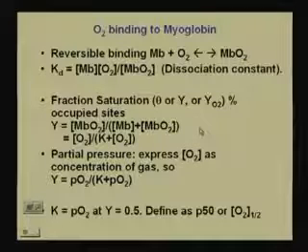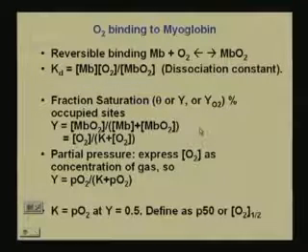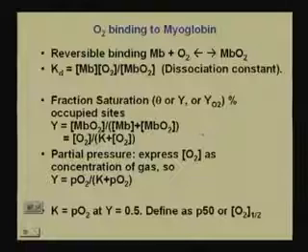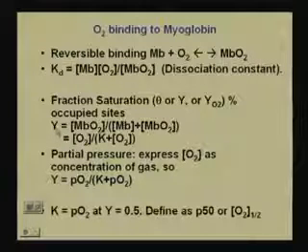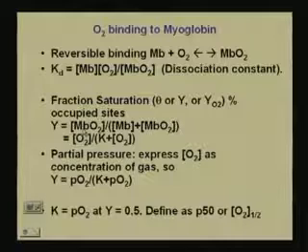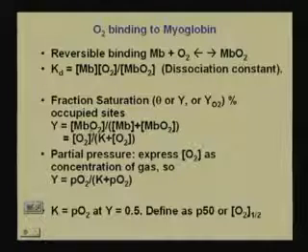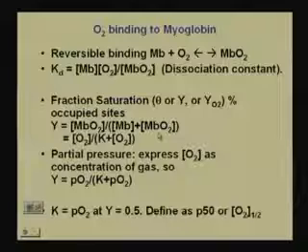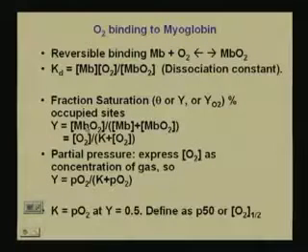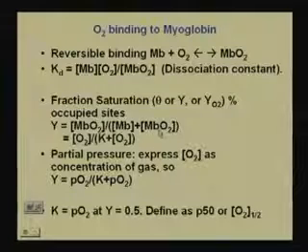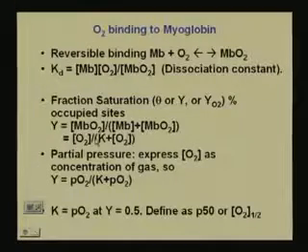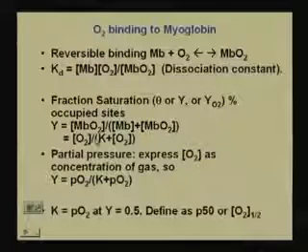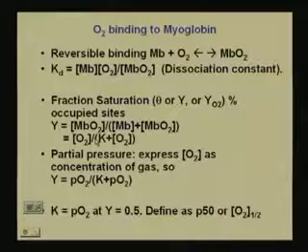Why don't you work out a fractional saturation? Okay, suppose you want to know the fractional saturation, say Y. What is Y? Y is going to be equal to MbO2 divided by Mb plus MbO2, right? Because MbO2 is what is bound, and the total amount is the free Mb that has not bound plus the MbO2. So if we rearrange this, we can express it in terms of the oxygen concentration just by some algebra.